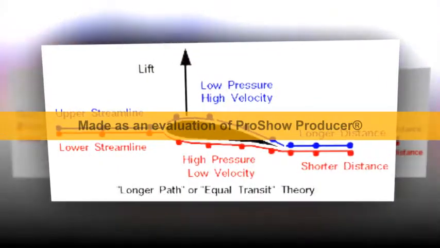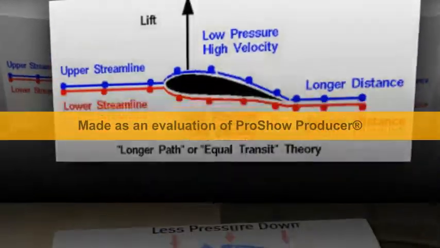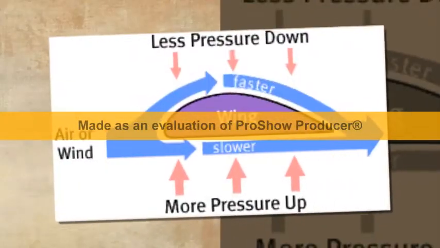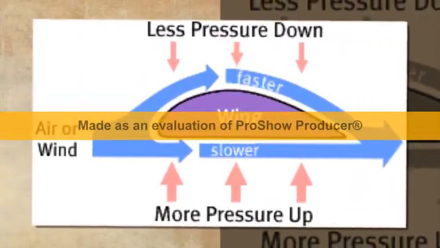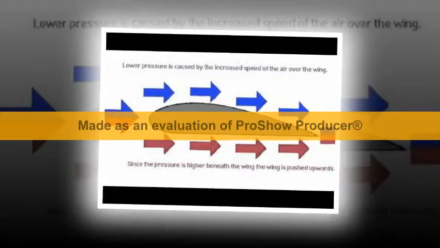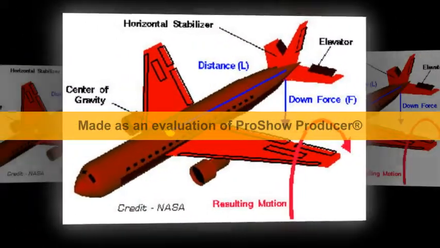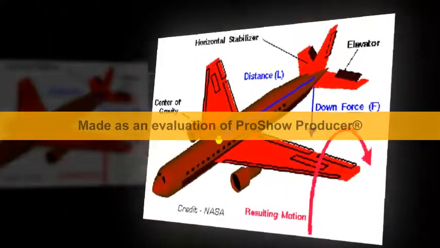Because both the top part and the bottom part of the plane are designed differently, this allows for the air on the bottom to move slower, which creates more pressure on the bottom, and allows for the air on the top to move faster, which creates less pressure. This is what creates lift, which allows planes to fly.